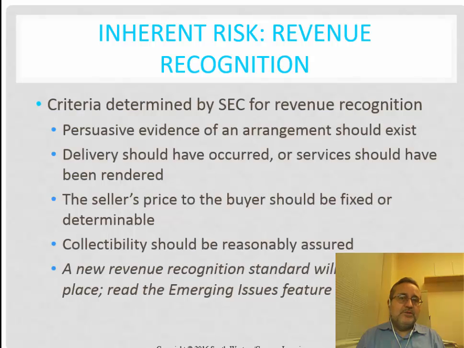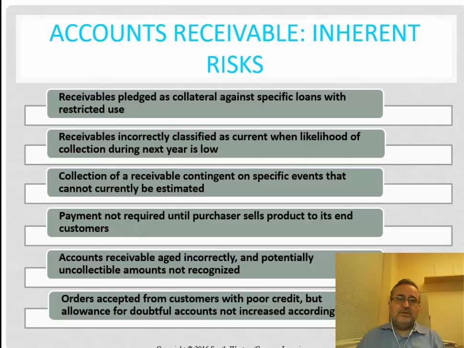So let's talk about some very specific inherent risk issues related to revenue. The criteria for revenue recognition includes persuasive evidence of an arrangement that should exist, delivery should have occurred or services should have been rendered, the selling price should be fixed or determinable, collections should be reasonably assured, and then we'll talk about some additional standards later on related to emerging issues related to this topic.